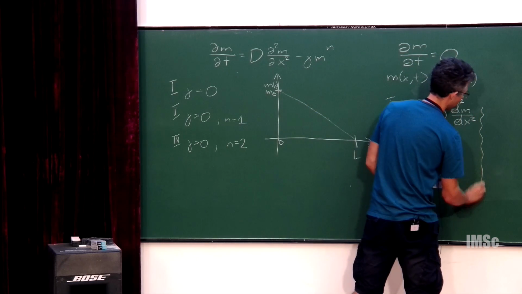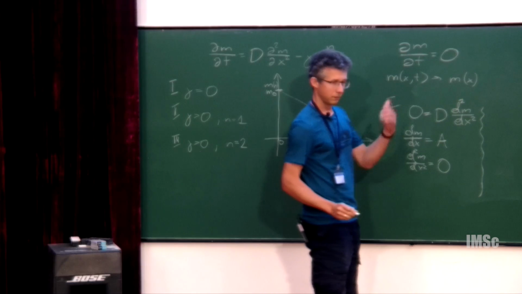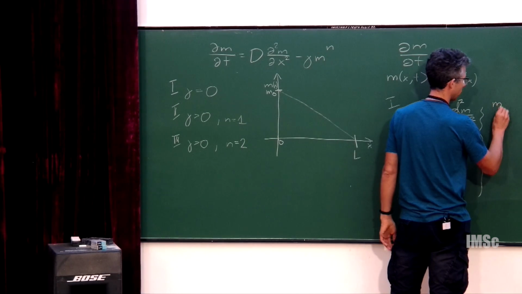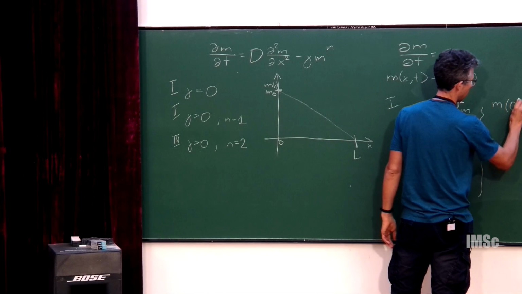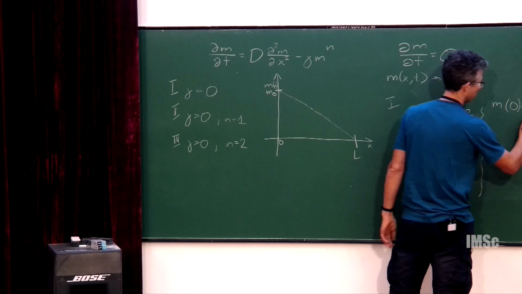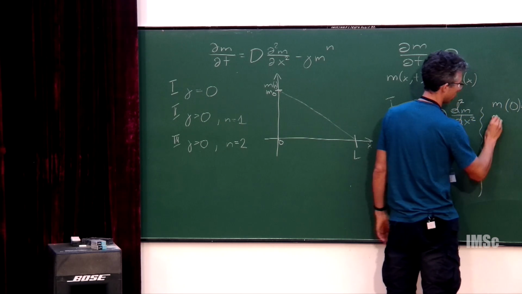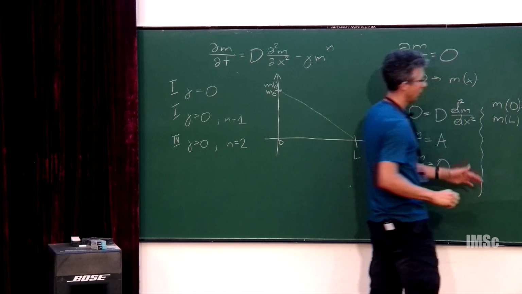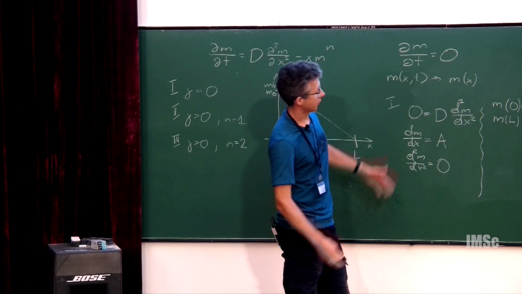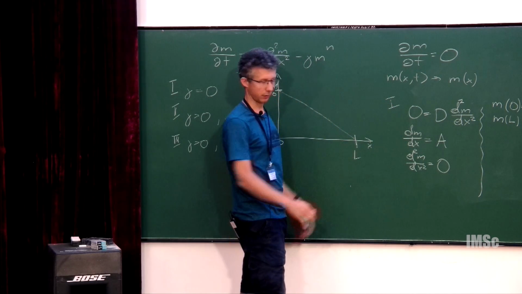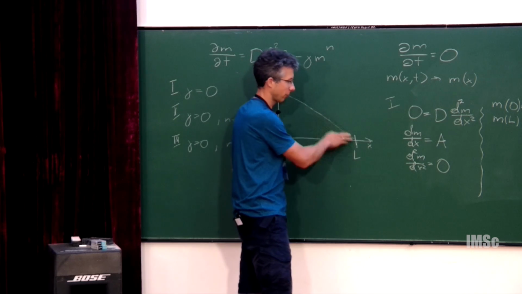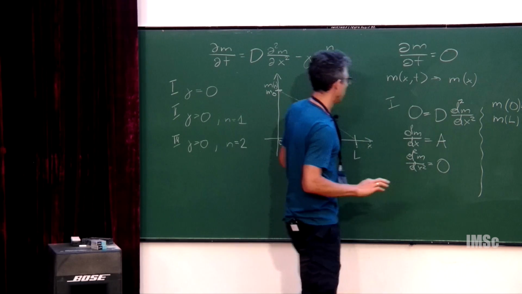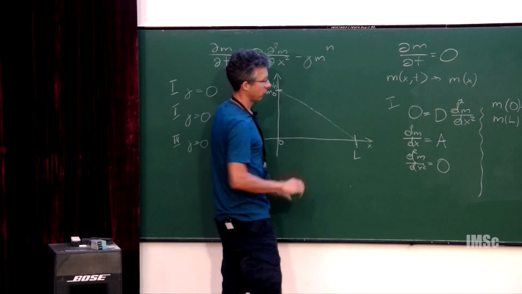And now I want to determine A and B, so I use my two conditions. M at 0 should be M0, and M at L should be 0. Biologically you could think that at the tissue there is some sink where the morphogen gets flushed away. And again, this, I would say, is a working example for me.